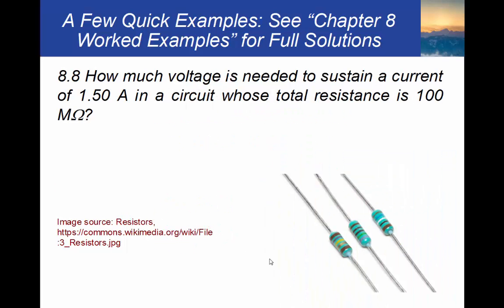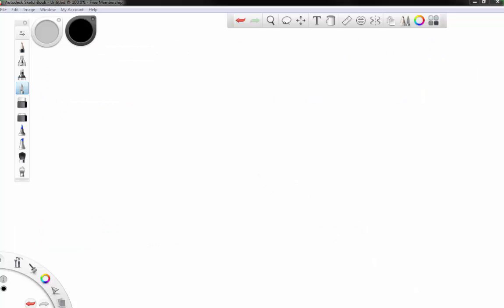Next question, how much voltage is needed to sustain a current of 1.5 amps in a circuit whose total internal resistance is 100 mega ohms? Alright, so we use Ohm's law again, V equals IR, and we've been given that I is equal to 1.50 amps and R is equal to 100 mega ohms, which is the same as 100 million ohms.